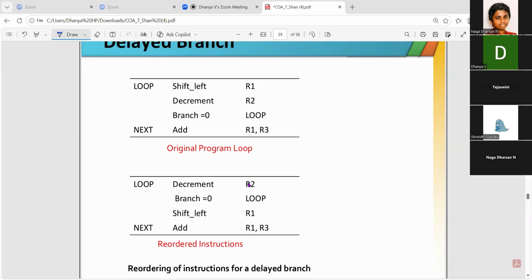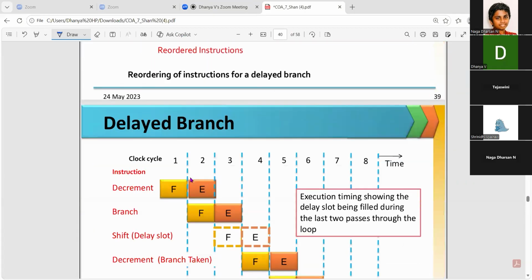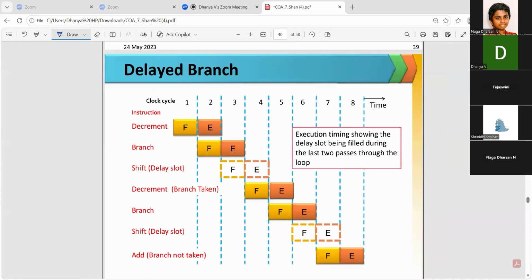Again the same thing: R2 becomes 0, and it decides whether to go to the loop. If it is 0, then it goes to the loop again and runs again. If it is not 0, then it comes to this. So there is some statement that actually gets executed whether or not the branch is delayed. Over here it is a condition between loop or next, but over here this gets executed no matter what. So by reordering statements, we can ensure that the delay is reduced.